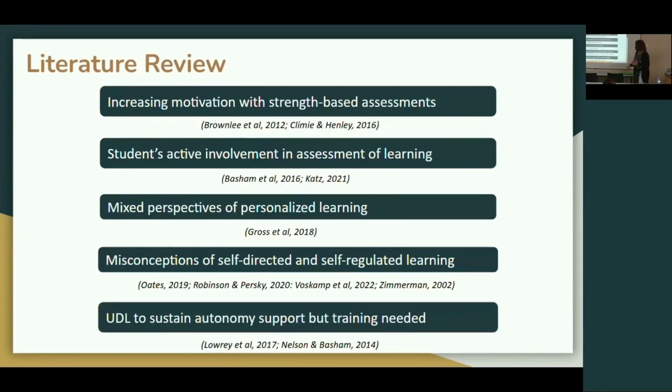And so finally, the other research is Nelson and Laurie and Basham, who said that universal design for learning, or UDL for short, is one way of meeting the needs of diverse students. And this is done by providing students with multiple ways of receiving the information they get, multiple ways of engaging in the content, and multiple ways of demonstrating their understanding. And it can also sustain student autonomy when students are involved in the assessment process and the goal setting process. But they also said it would be even more effective if teachers were provided with support in the implementation of UDL strategies.